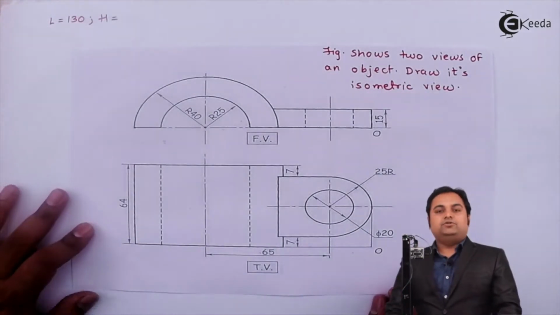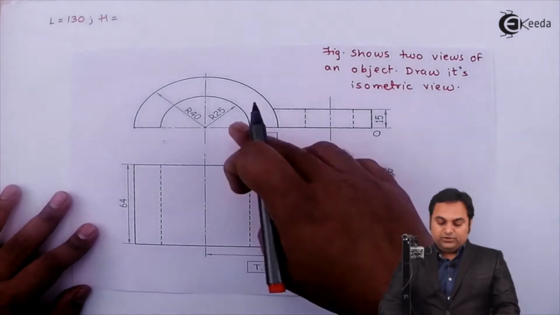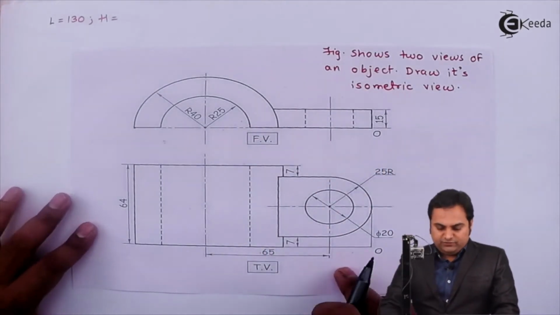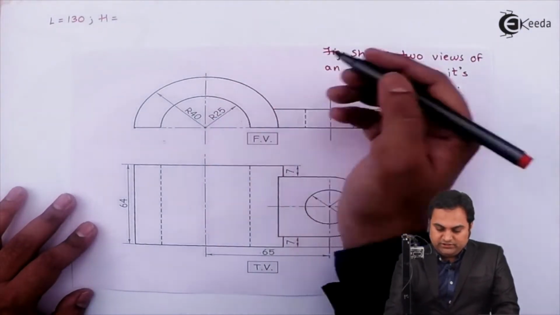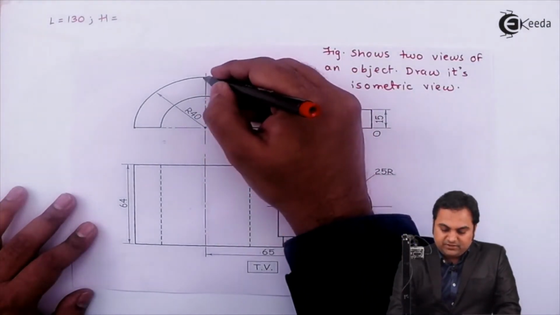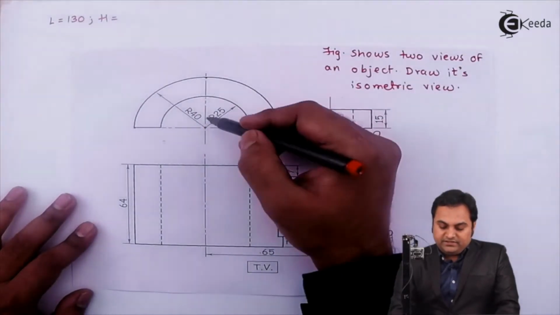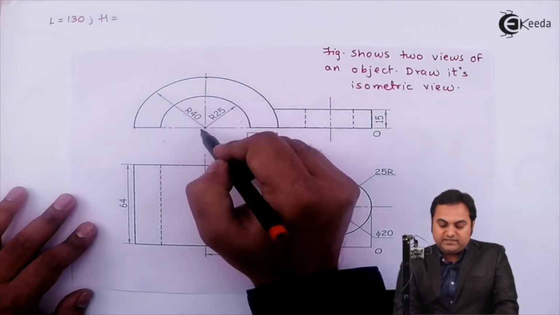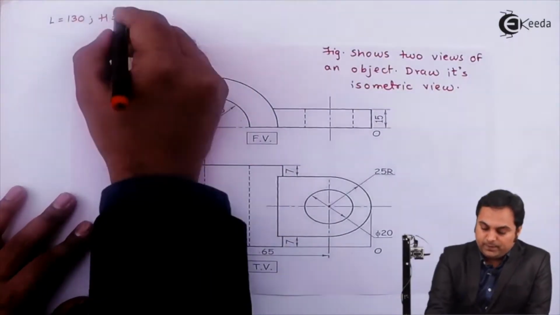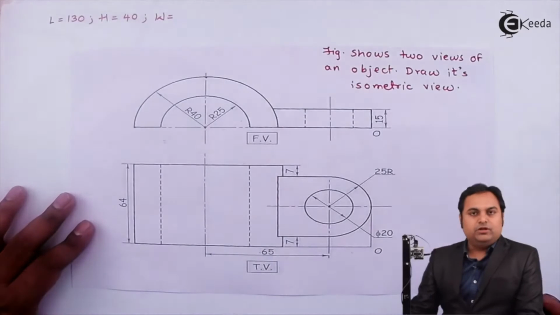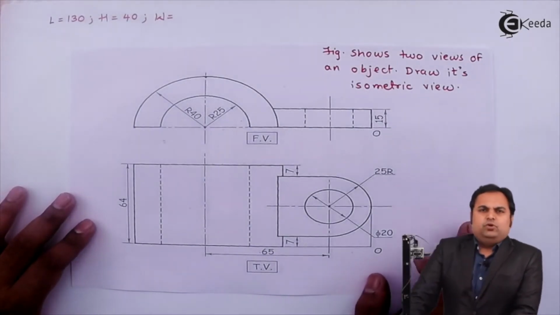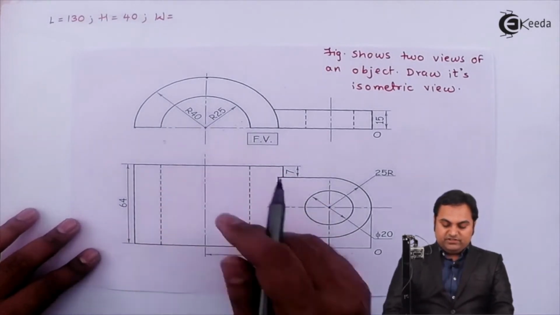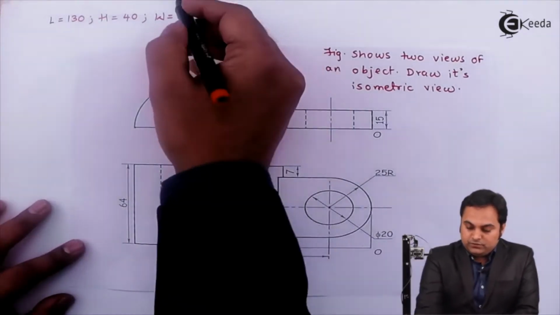Next, for the total height, because height won't be visible in the top view, I have to see the front view. In the front view, the maximum height is from the center up to the top, and that is the radius of the outer semicircular portion. So height is 40 mm. I'll write it down. Then the total width. For the width, we have to look into the top view, and the maximum width is 64 mm. So I'll write it down.